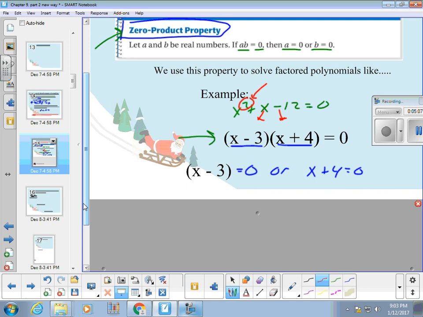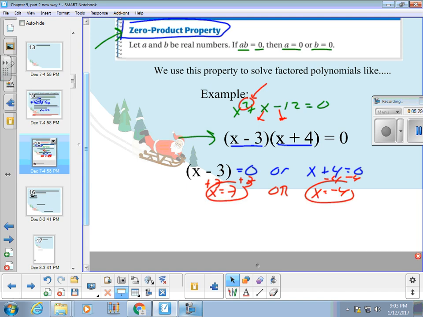Well, these are like solving little one-step linear equations. If I just add 3 to both sides, I get that x is equal to 3. Or if I subtract 4 from both sides in this little equation, I get that x is negative 4. So those are my two answers. But that's really what I'm doing with those two binomials. I'm saying, well, when could this be equal to 0? When can that one be equal to 0? If I solve it like a little linear, just like we know how to do, I can find my two answers.